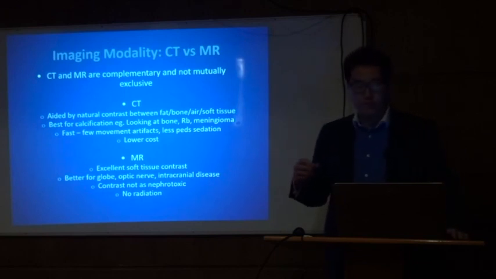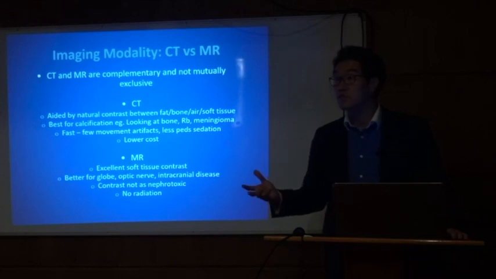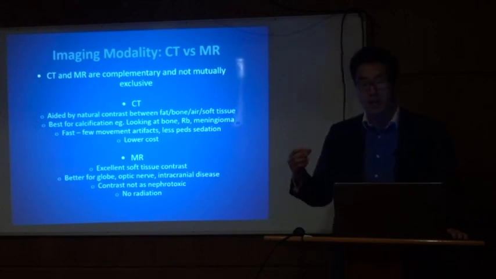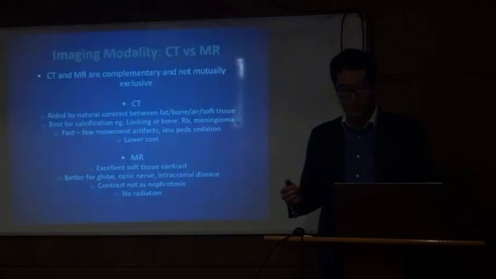MRI is very useful for soft tissue contrast. It's better when you're looking at the globe, the optic nerve, any intracranial disease. Its contrast is not as nephrotoxic, so if you have a patient with renal disease, it is very useful. And finally, there is no radiation with MR.